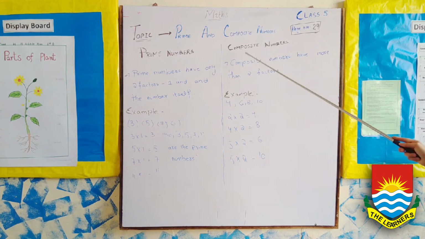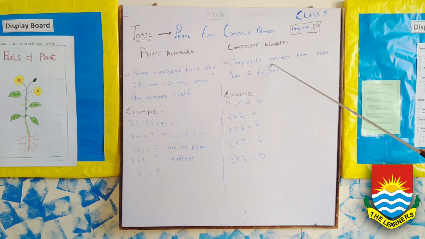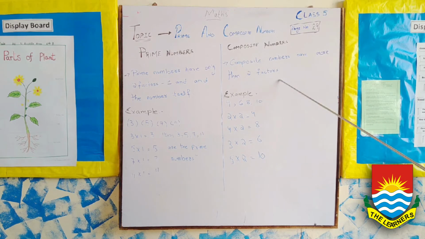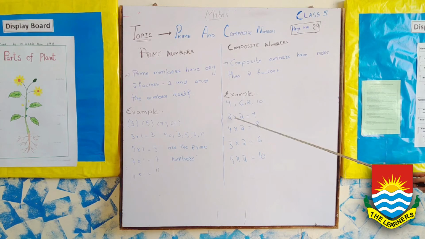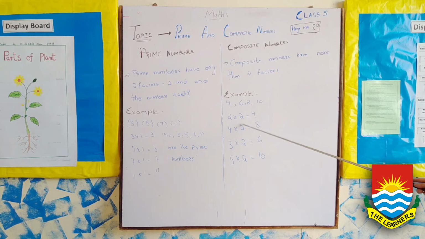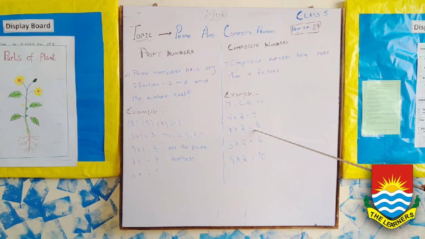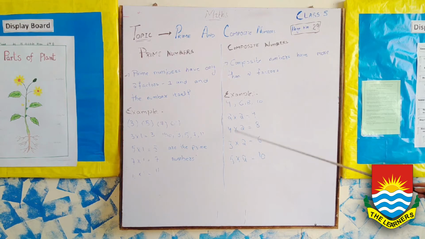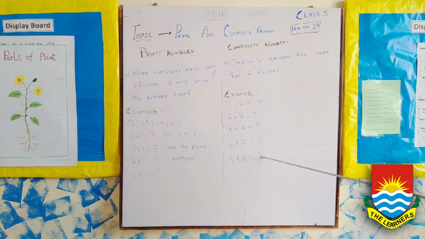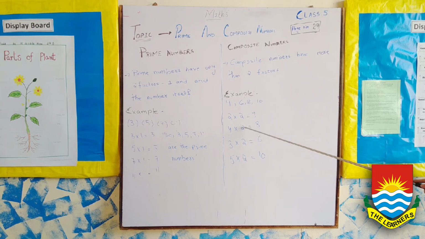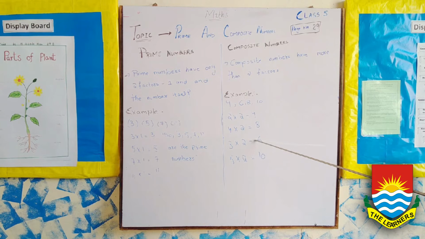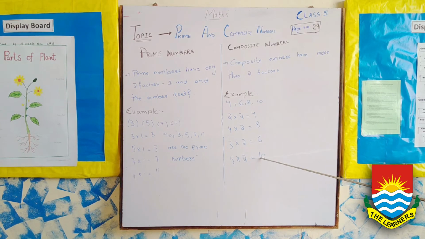In opposite, what are the composite numbers? Composite numbers have more than 2 factors. For example, 4, 6, 8 and 10. 2 2s are 4, 1 2 is 2, 4 2s are 8, 2 4s are 8, 3 2s are 6 and 5 2s are 10.